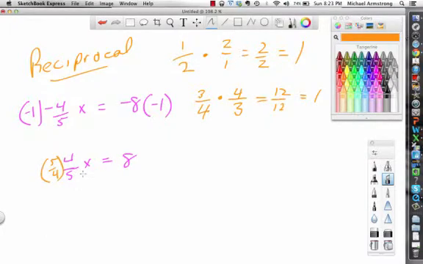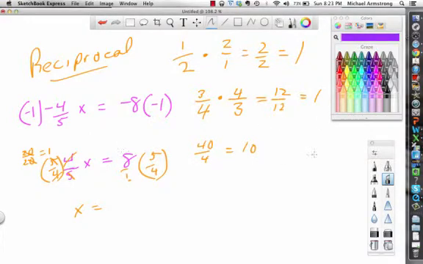5/4 times 4/5 is equal to 1, and 8 over 1 times 5/4. Remember, I have to do this on both sides. Okay, now these just cancel out. 5/5 is 1 and 4/4 is 1, or I could multiply them together and get 20/20 and realize that's 1. Either way, I get 1, and it leaves me x all by itself. And here I have 8 times 5/4, and I could multiply that to get 40/4 and simplify that down to 10. Okay, 8 times 5 is 40, over 1 times 4 is 4, and simplify that down to 10.